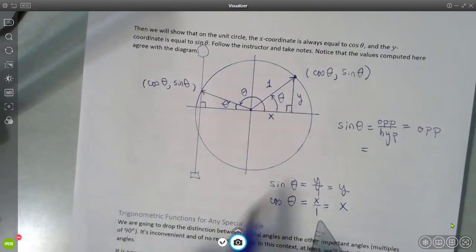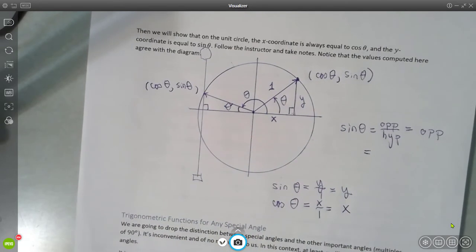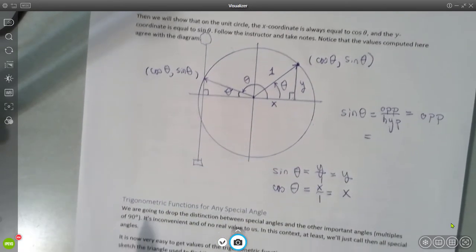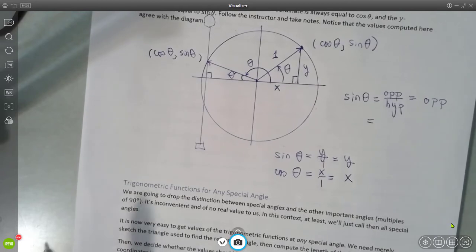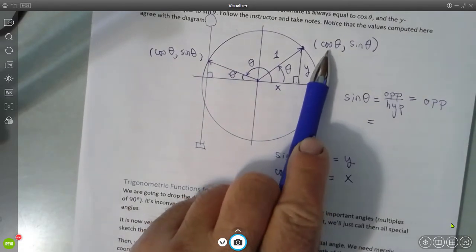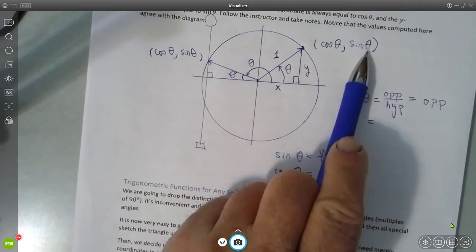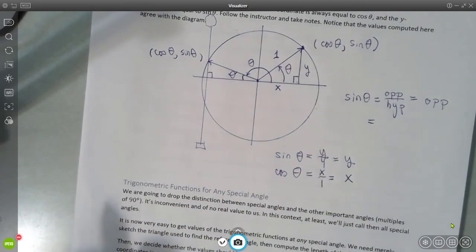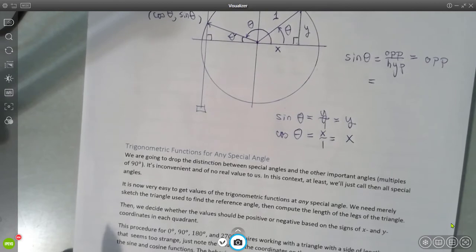And so there you have a quick outline of at least the idea of a proof that the x-coordinate is cosine and the y-coordinate is sine. Now, there's one last little thing we could squeeze out of here.